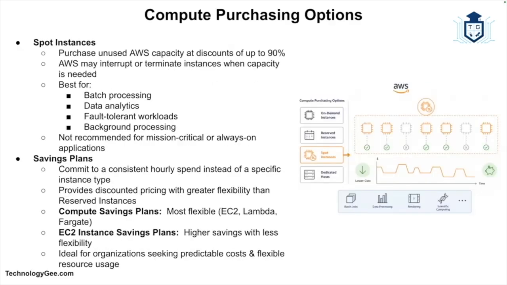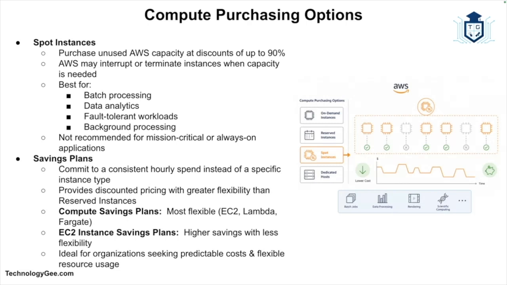Now let's talk about one of the most interesting options, and that is spot instances. So AWS sells unused compute capacity at huge discounts of up to 90%. Now that sounds amazing, right? But here's the catch. AWS can terminate your instance at any time if that capacity is needed elsewhere.